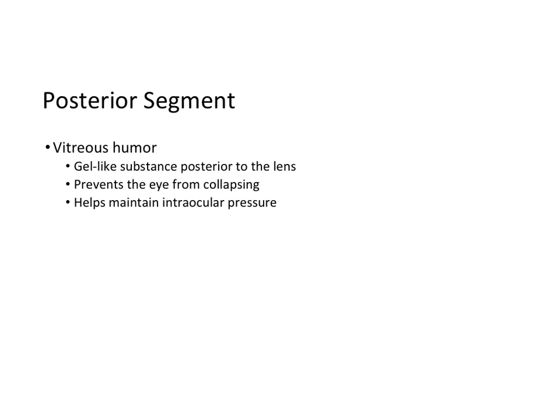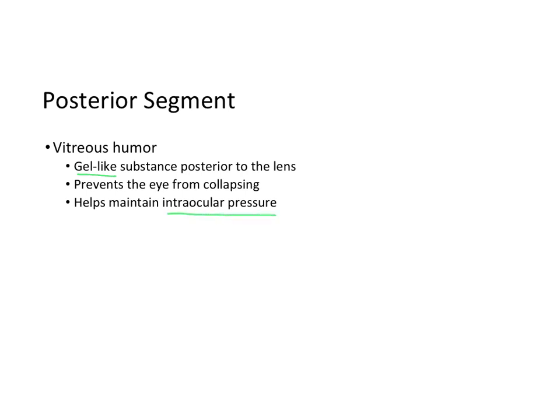The vitreous humor is a slightly different type of liquid. It's more gel-like in its viscosity, and it's posterior to the lens. It helps to prevent the eye from collapsing, and also helps to maintain, like the aqueous humor, the intraocular pressure within your eye.